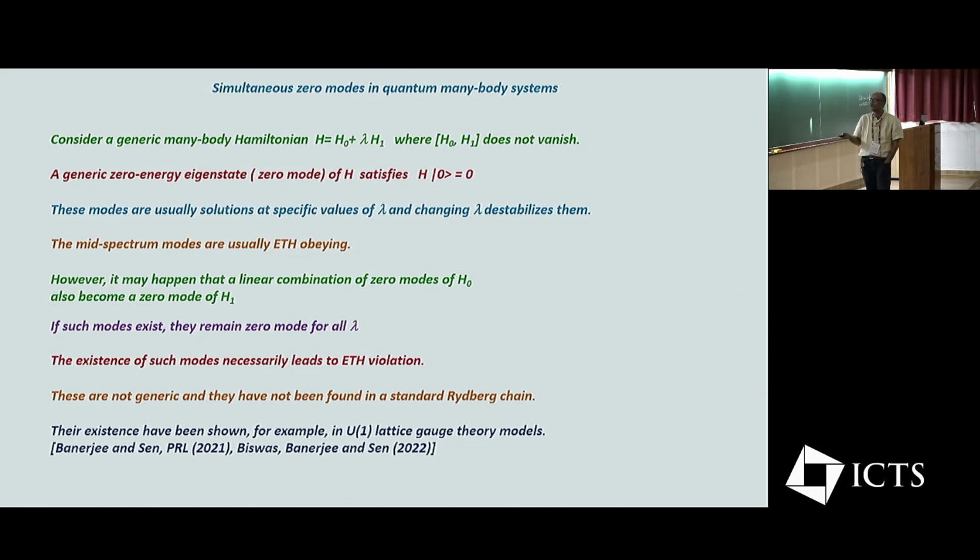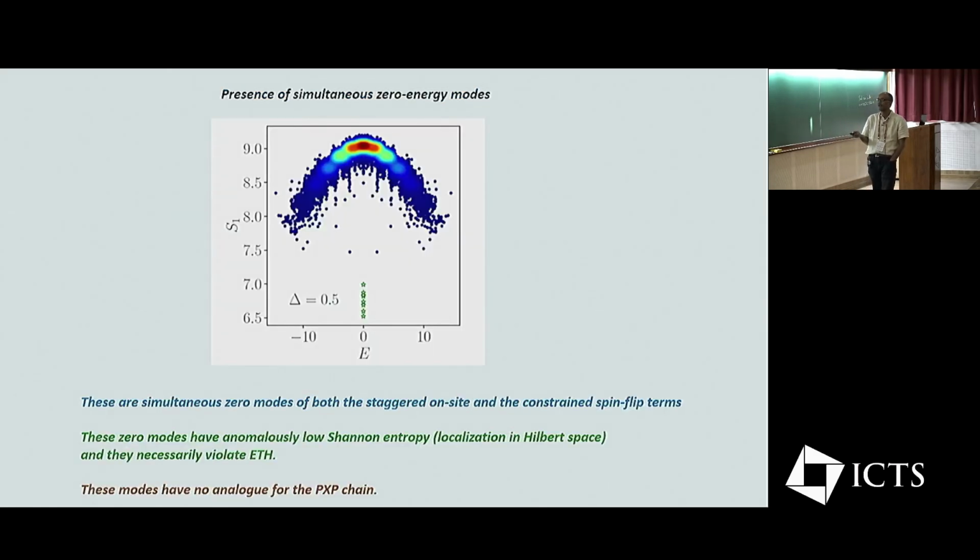Their existence has been shown in U(1) lattice gauge theory by some papers by Arnav and Devashish some time back. These zero modes are not generic, and previously they haven't been found in a Rydberg chain, but here in the Rydberg ladder we find some simultaneous zero modes with very low Shannon entropy. The reason they have very low Shannon entropy is that it typically requires a very specific linear combination of the zero energy states, and they are well localized in Hilbert space. However, this doesn't mean that they have low entanglement entropy. Their entanglement entropy can still be a volume law.